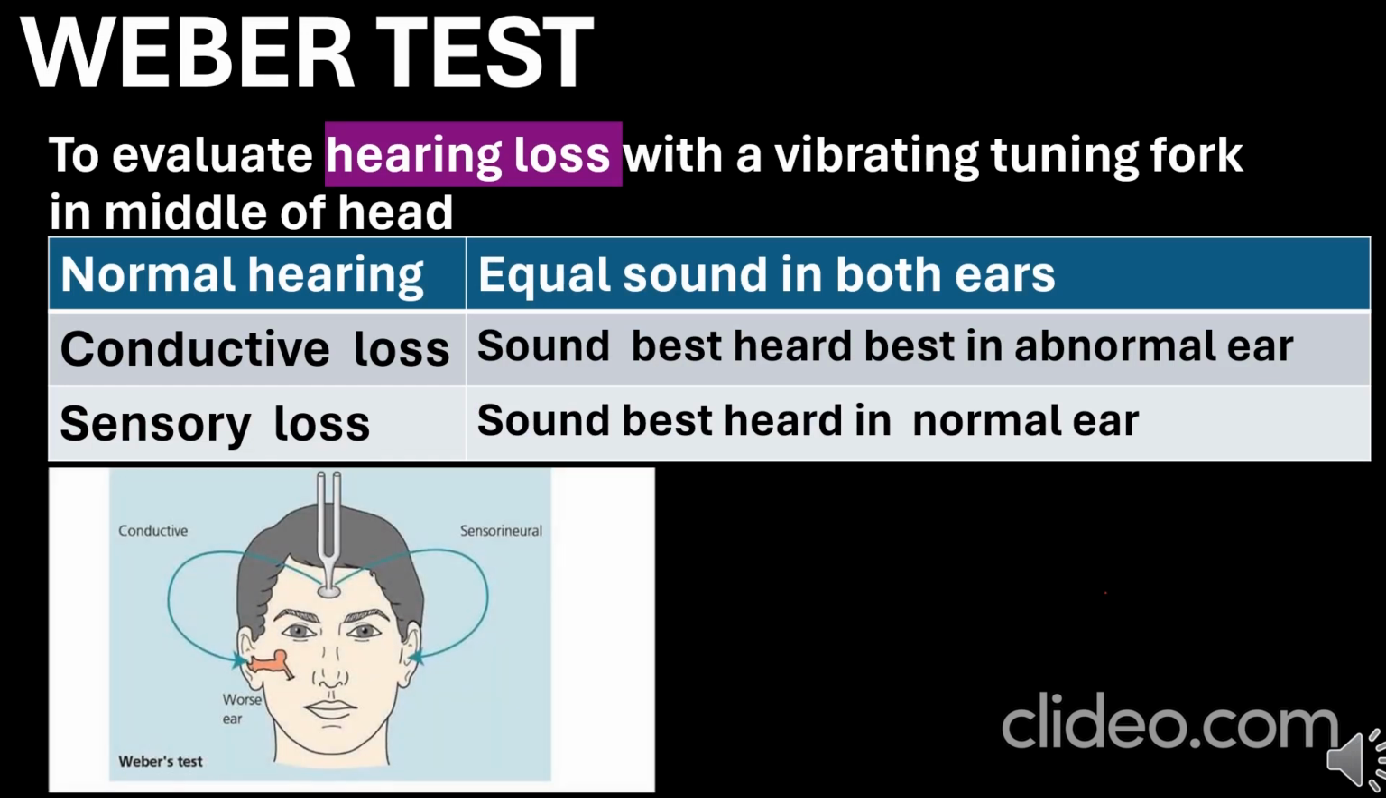Weber test. This test is to evaluate hearing loss with a vibrating tuning fork in middle of the head. If normal hearing, equal sound in both ears. If conductive loss, sound heard in abnormal ear. If sensory loss, sound heard in normal ear.